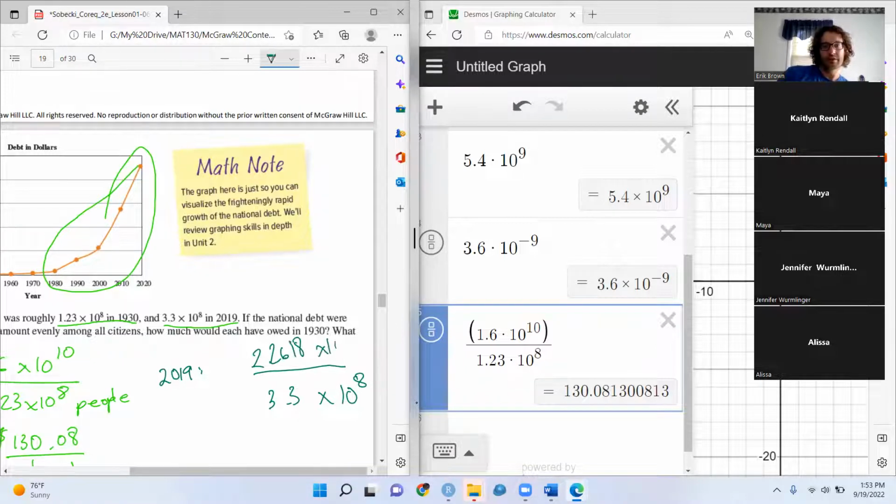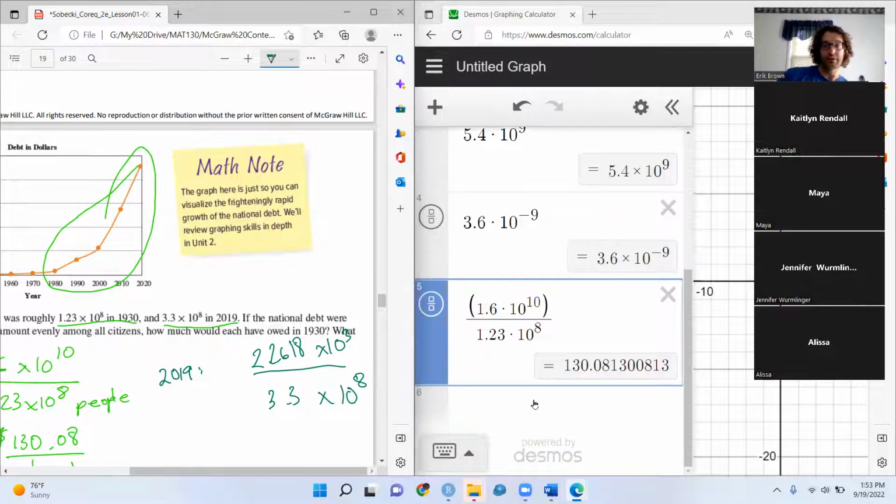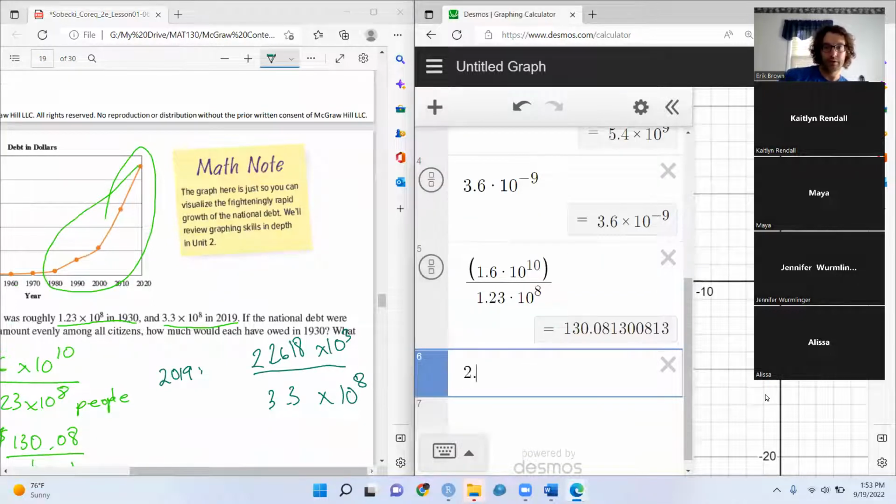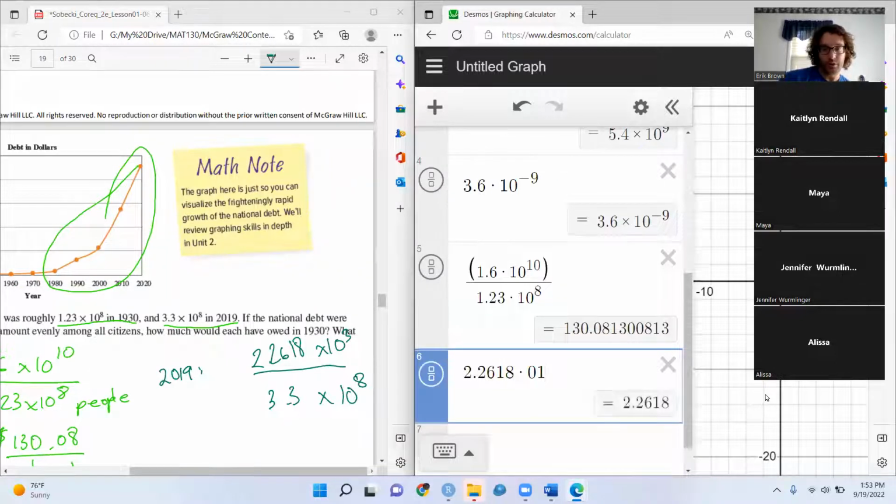2.2618 times 10 to the 13th. That got crazy bigger compared to 1930. So get ready, get your checkbooks out, because we're going to pay off the debt.